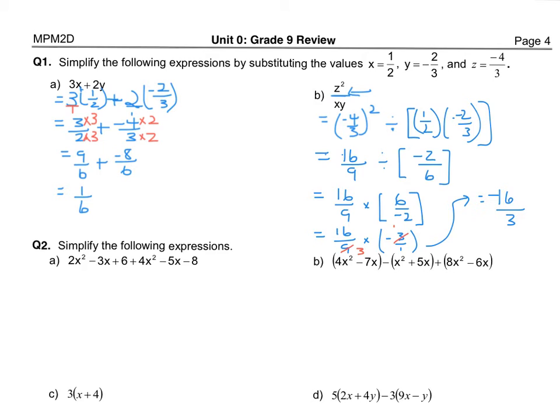All right, simplifying. Number 2, simplify the following expressions. This is where we need to collect our like terms, and like terms have the same variable part. So if I look at this first part, I have a 2x squared, and I'm looking for another x squared. So here I have a plus 4x squared. So I always take the sign in front of my term. So 2x squared plus 4x squared, that's going to equal 6x squared.